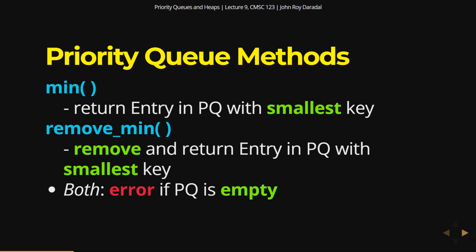Okay, so those are the 5 methods. So the important ones are insert, min, and remove min. Okay, so those are the methods for the priority queue.